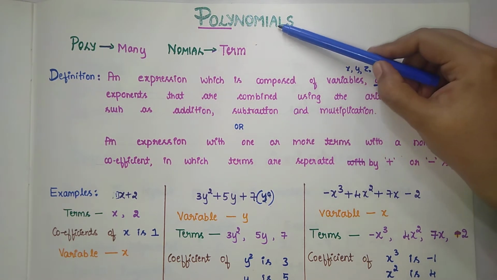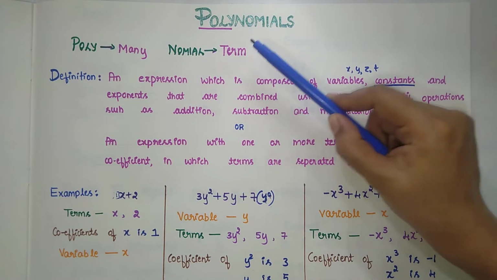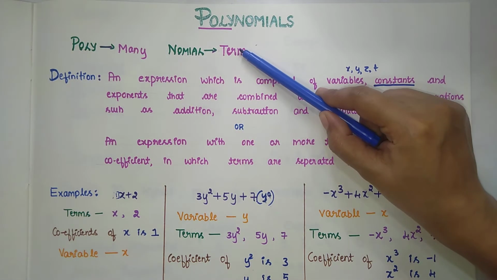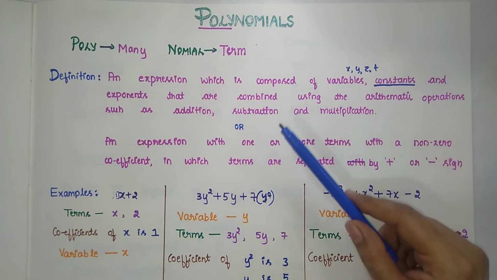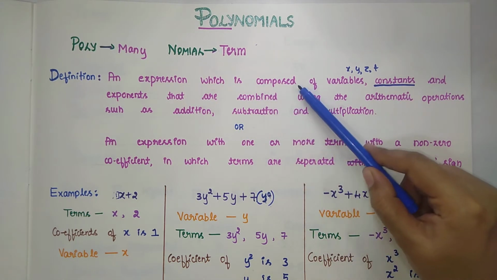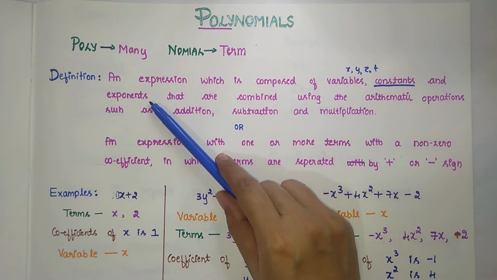In the word polynomials, poly means many and nomial means terms. So the meaning of this word polynomial is many terms, and a polynomial is defined as an expression which is composed of variables, constants and exponents.